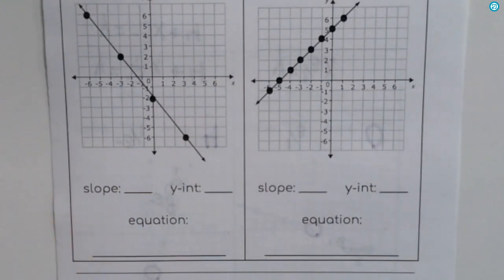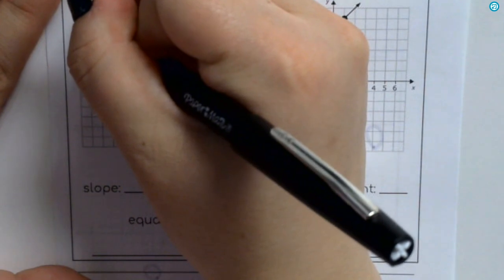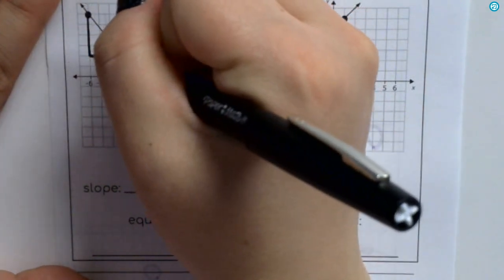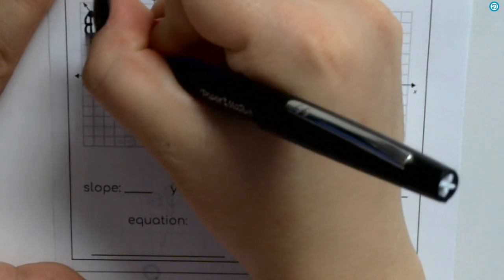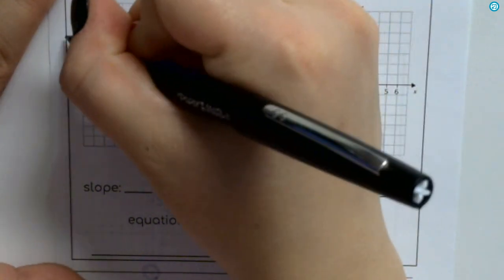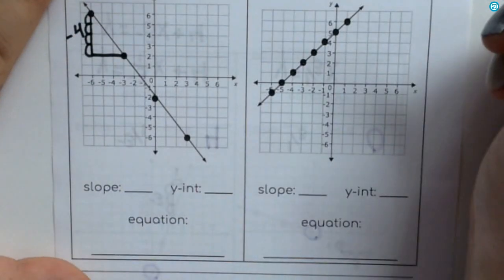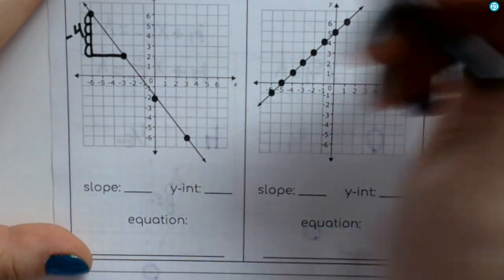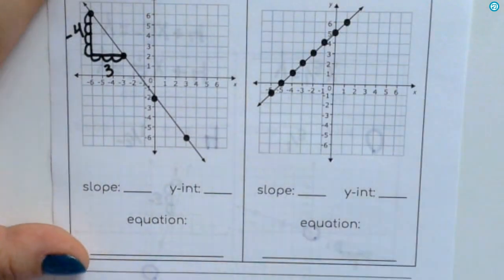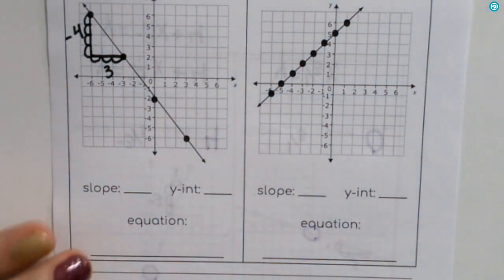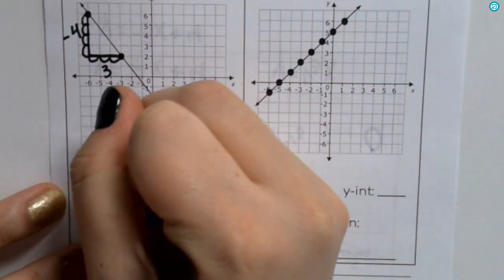Okay, so this one, my points are a lot further apart. So when I go to count my slope, I have to go down and to the right because this is a negative slope. It looks like I go down 1, 2, 3, 4. So -4. And then I go to the right 1, 2, 3. So my slope is -4/3 because it's rise over run.